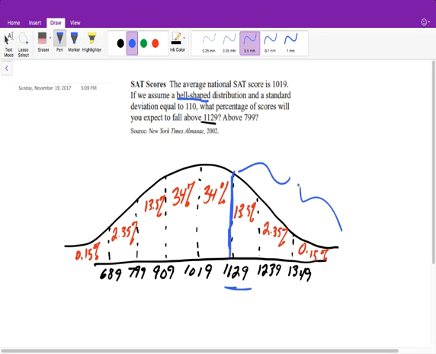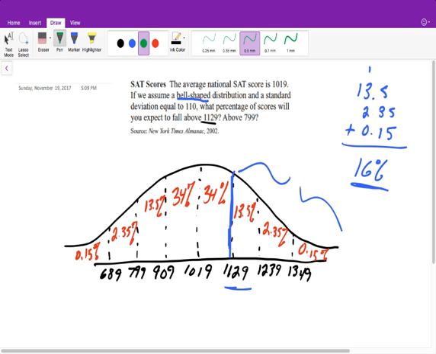Well, these are all the numbers above it. So we need to add them together: 13.5, 2.35, and 0.15. When we add those up, this would then be 16% because 0.15 plus 0.35 will then give me 0.5. 0.5 plus 0.5 will carry a 1 over. 3 plus 2 plus 1 is 6, and this will then be 16%. So how many fall above 1129 is 16%.